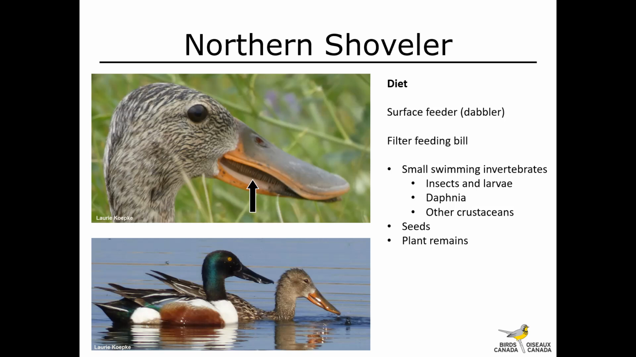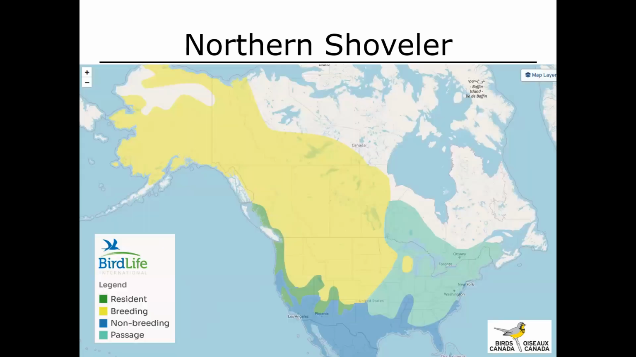So they eat a lot of small swimming invertebrates, insects, larvae, daphnia, other crustaceans, and they'll also eat seeds and other plant remains. They're another widely spread species, except you don't get them quite so much in the east. You might have to come a little bit further west to see them, so you might see them on migration in the east, but maybe less so in the breeding season, but they're definitely super common on the prairies.